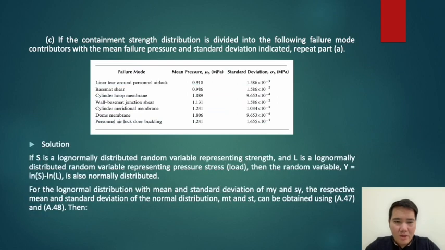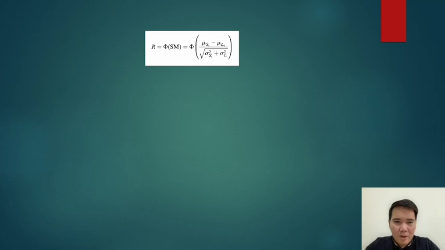Solution. If S is a log normally distributed random variable representing strength, and L is a log normally distributed random variable representing pressure stress, then the normal variable Y equal to ln S minus ln L is also normally distributed. For the log normal distribution with the mean and the standard deviation of mu_Y and sigma_Y, the respective mean and standard deviation of the normal distribution can be obtained using 8.47 and 8.48. Then the formula would be like this.